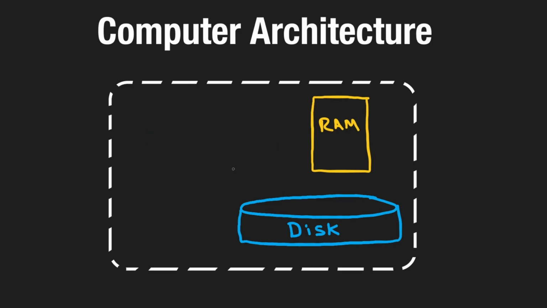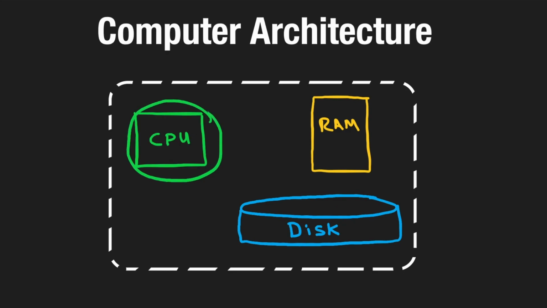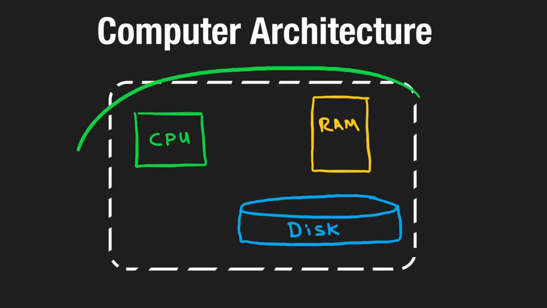Now, how exactly do we write data to our disk or to our RAM, and how exactly do we read or retrieve data from our RAM or from our disk? What if we even want to communicate between the RAM and the disk? These components can't directly talk with each other. That's why we have to introduce another component, which is our CPU. CPU stands for Central Processing Unit. It's essentially the brain of our computer.